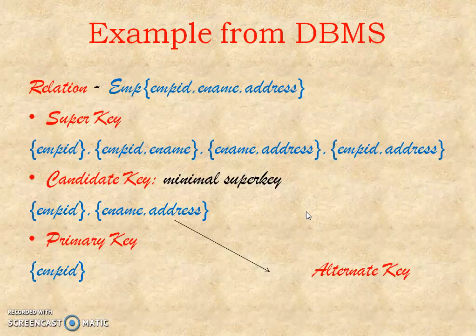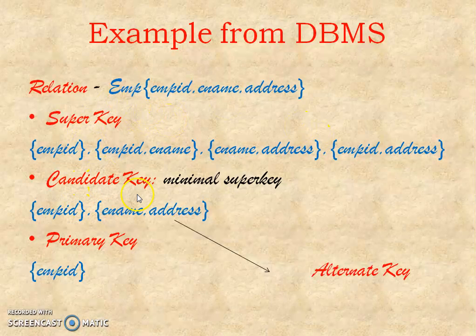Now an example from DBMS: suppose there is a relation EMP with fields EMP ID, name, and address. Now what all can be the super keys? Super keys will be all those combinations of attributes which can do unique identification. So EMP ID is suitable as a super key because it can identify the tuples uniquely. EMP ID and ename combination can also be used as a super key. Ename and address can be used as super key. EMP ID and address can also be used as super key.